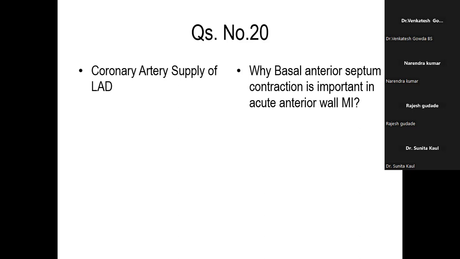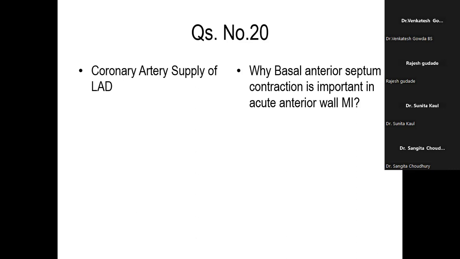You can do thrombolysis. I'm not saying that you should not do it. But because this is a proximal LAD lesion, the chances of thrombolysis are very poor because the whole of the LAD is filled up with either thrombus or some lesion. So that's the answer we should remember when we are doing an echocardiography for anterior wall MI and we look for basal anterior septum, right?